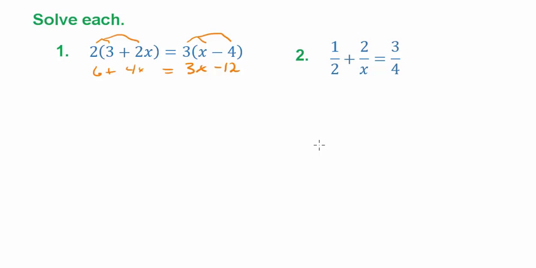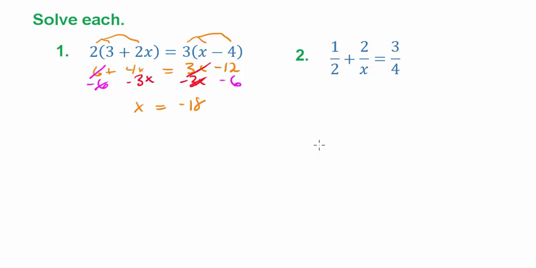I see here that I have a 4x and a 3x. Those are like terms on opposite sides of the equal sign, so I will subtract a 3x to both sides. At the same time, I'm going to subtract the 6 to both sides. Now, I did that strategically. I wanted the constant term to cancel out on one side and I wanted the variable term to cancel out on the opposite side, so that the resulting equation is now simply x is equal to negative 18.